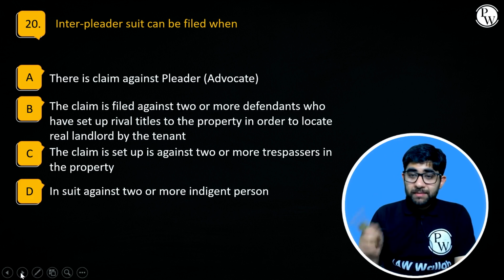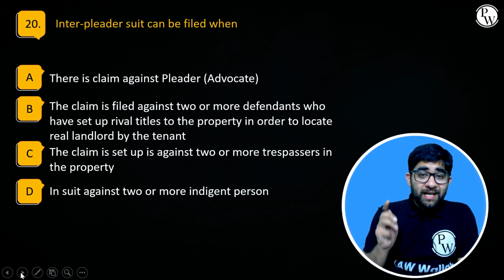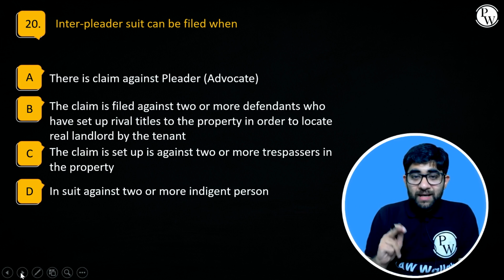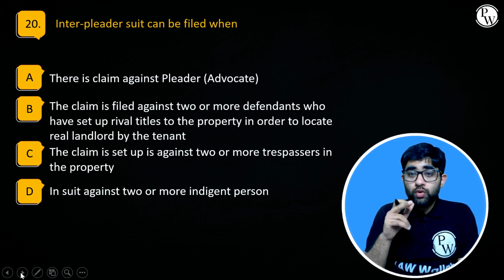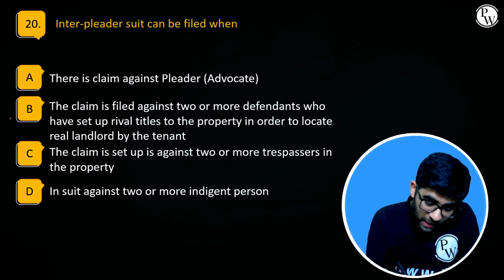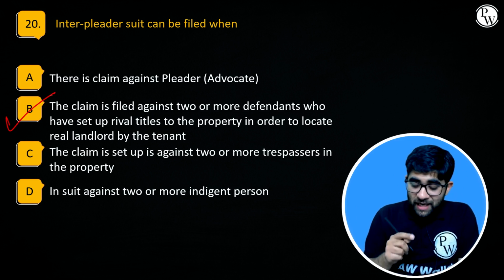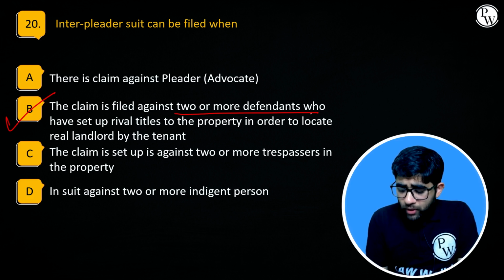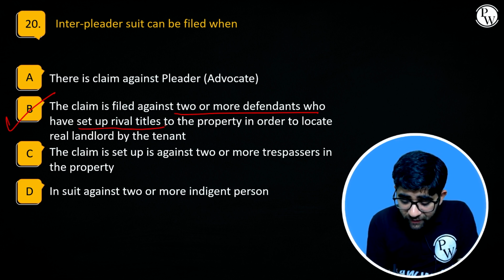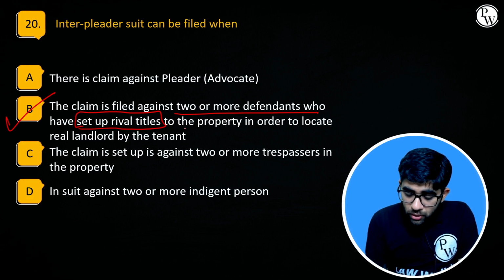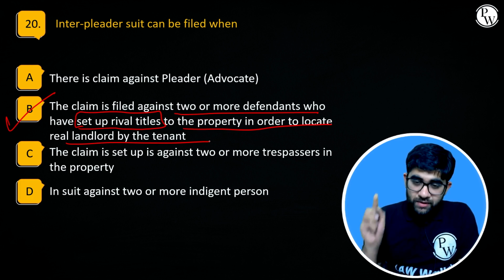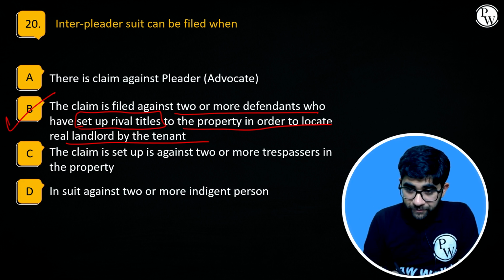I've given you the same example. The claim is set up against two or more trespassers in the suit property, or against two or more indigent persons. No. The answer to this is B. The claim is filed against two or more defendants who have set up rival titles to the property in order to locate the real landlord of the tenant. The answer to this is B.